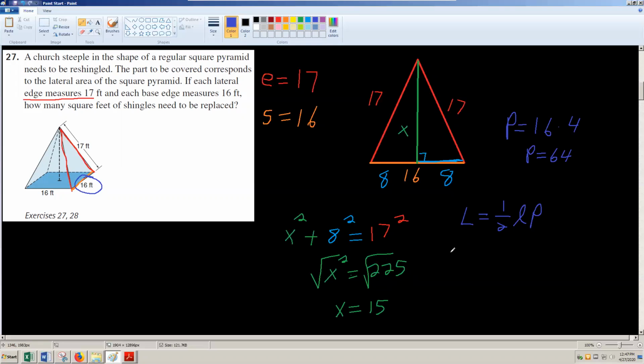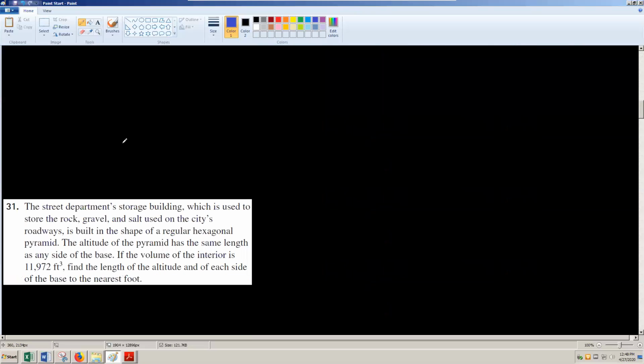So now I'm going to multiply this stuff out. 1/2 times 15 times 64, and we get 480. So how many square feet? 480. Any questions here? Perfect. Let's look at our last one here.